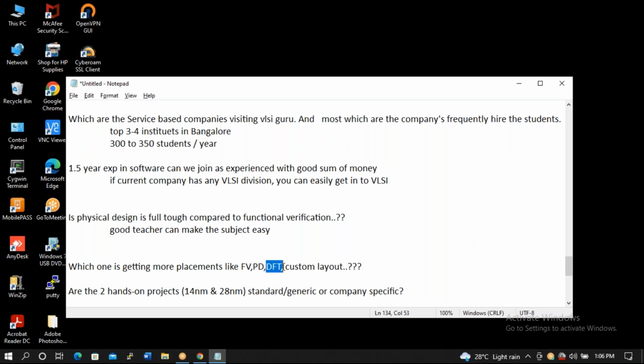Because what happened in custom layout is we tied up with a company. That company is hiring the people. The company itself is paying salary to them during training, and the company will hire them. So PD is the only domain where we have relatively more people who need jobs. But I'm not trying to discourage you. I'm trying to tell you what is there as a fact.